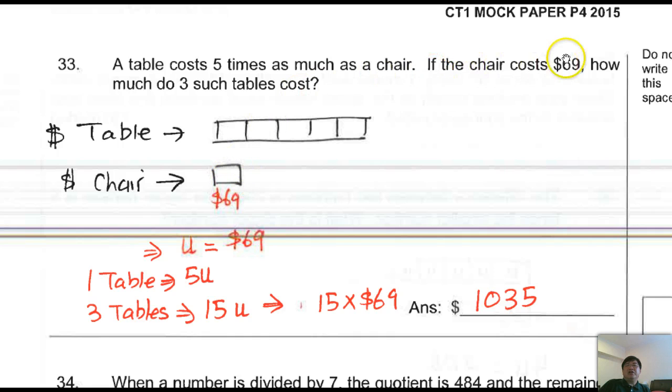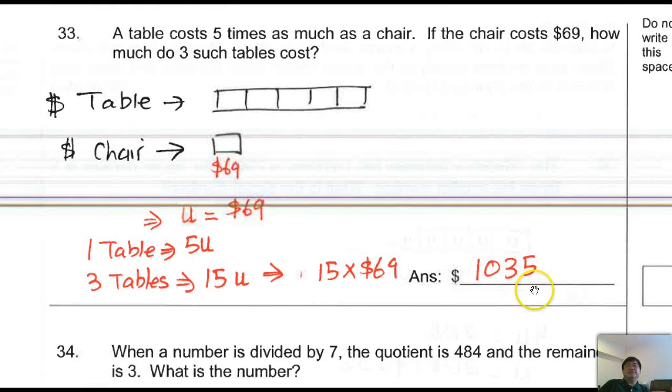Now take a look. If the chair costs 69, so in the box, just one box, it is 69. And you must note these two. This is 69, 69, 69, 69, 69, right? Okay. So in the table, sorry, there is the cost of 5 chairs inside. Alright, so one table has 5 units. So if there are 3 tables, we have 15 units. 15 of this, okay, 5, 5, 5, 15. So 15 times the unit, which is 15 times 69, gives us 1035. The cost of 3 tables.